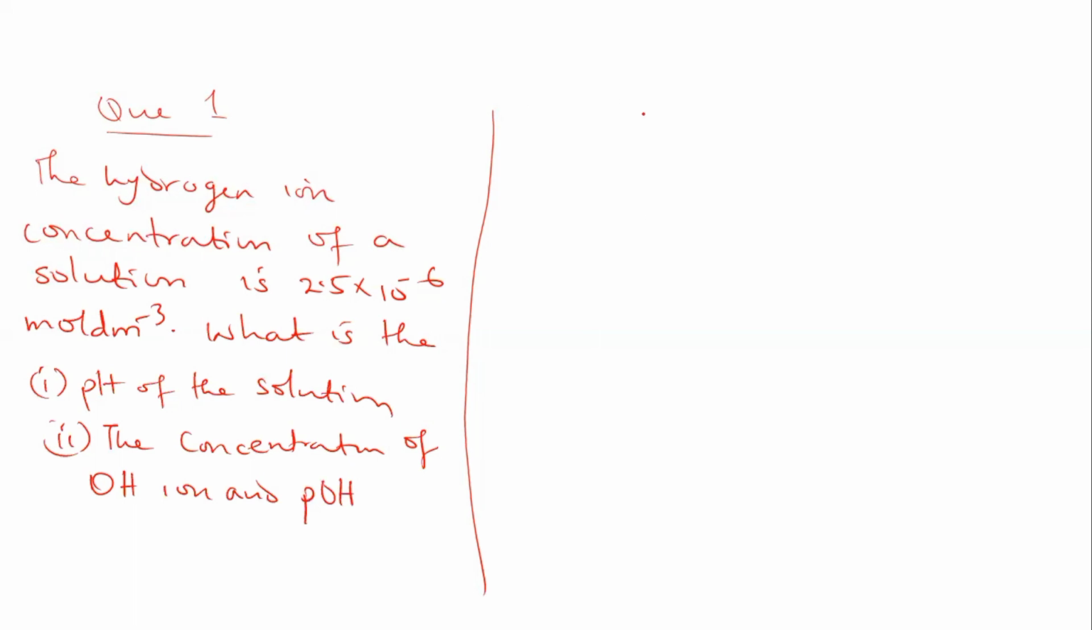Now, okay, so how do we solve this question? The question says that the hydrogen ion concentration of a solution is 2.5 times 10 to the power minus 6 mole per dm cube. What is the pH of the solution? And what is the concentration of OH minus ion and the pOH of the solution? All right. Now, of course, we know that pH is minus log the concentration of hydrogen ion.